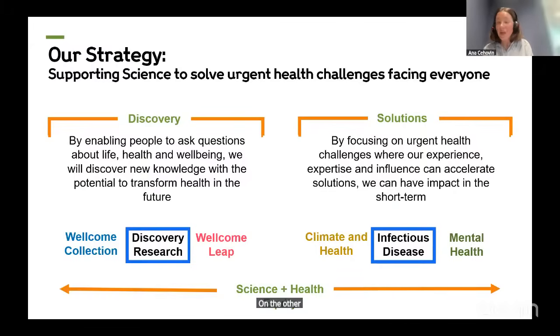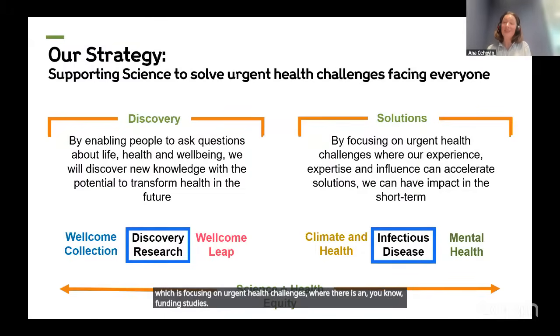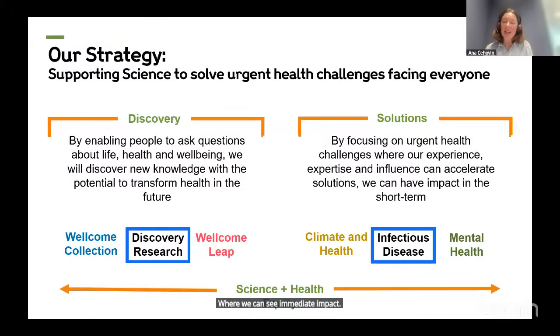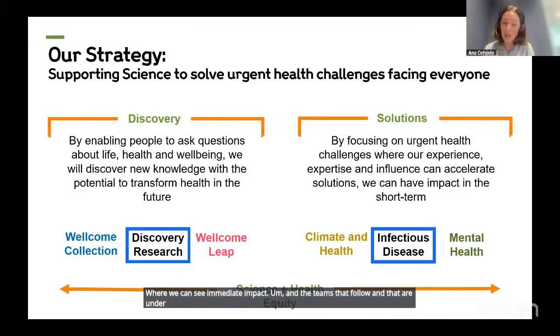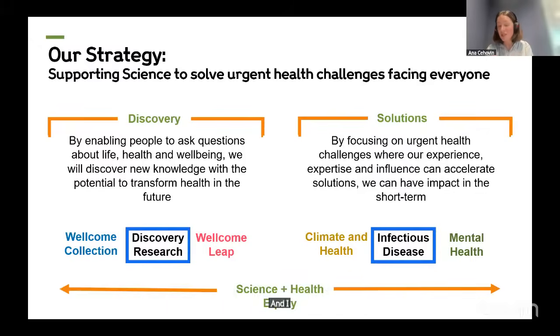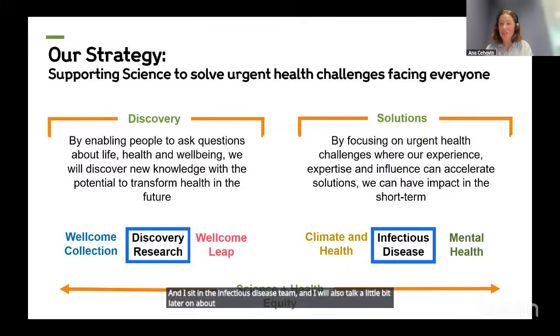On the other hand, we have the solutions mode, which is focusing on urgent health challenges where we can see immediate impact. The teams under solutions are climate and health, infectious diseases, and mental health. And I sit in the infectious disease team, and I will also talk a little bit later on about the funding opportunities within solutions and infectious disease.